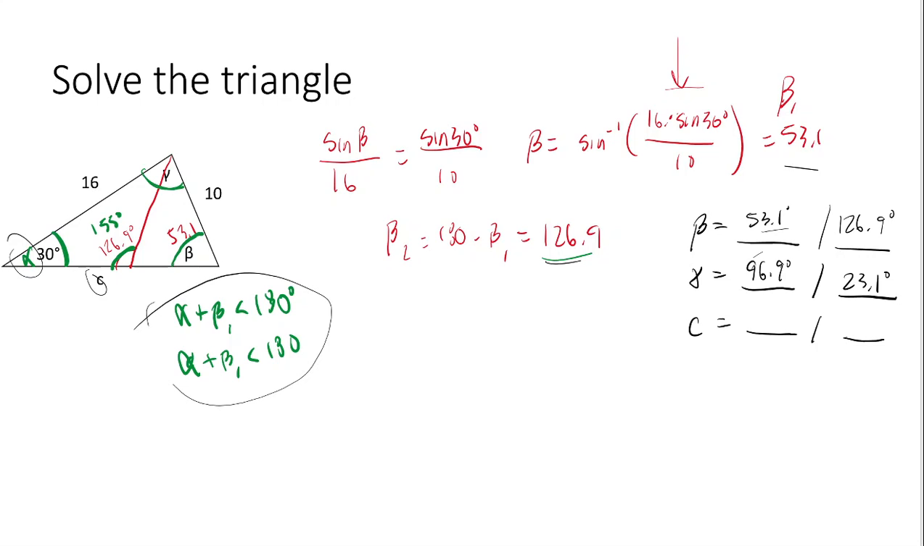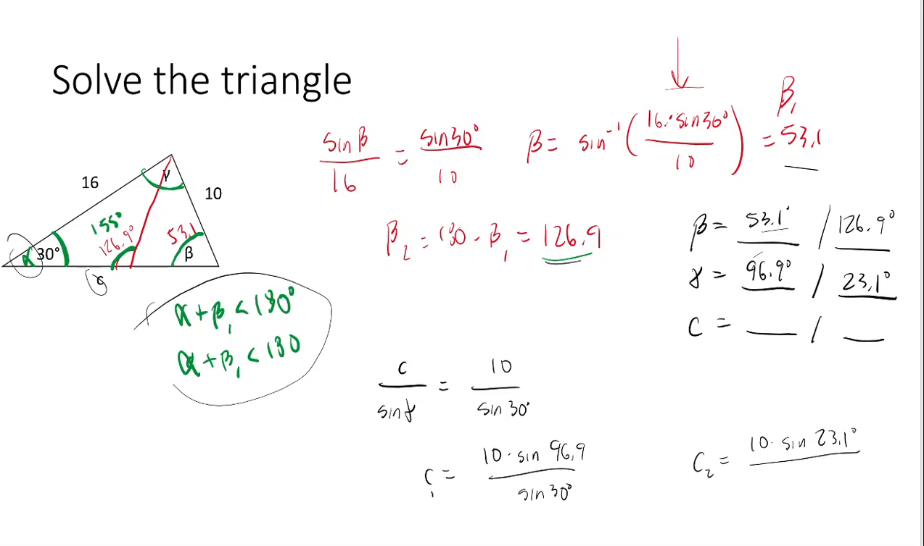Okay, so for example, C is to the sine of gamma as, let's use the 10, is to the sine of 30 degrees. Keep it simple that way. So C is equal to 10 times the sine of this first gamma, 96.9, divided by sine of 30. So that's C1, right? And then C2 would be 10 times the sine of our other gamma, 23.1 degrees, divided by the sine of 30. So what are those?